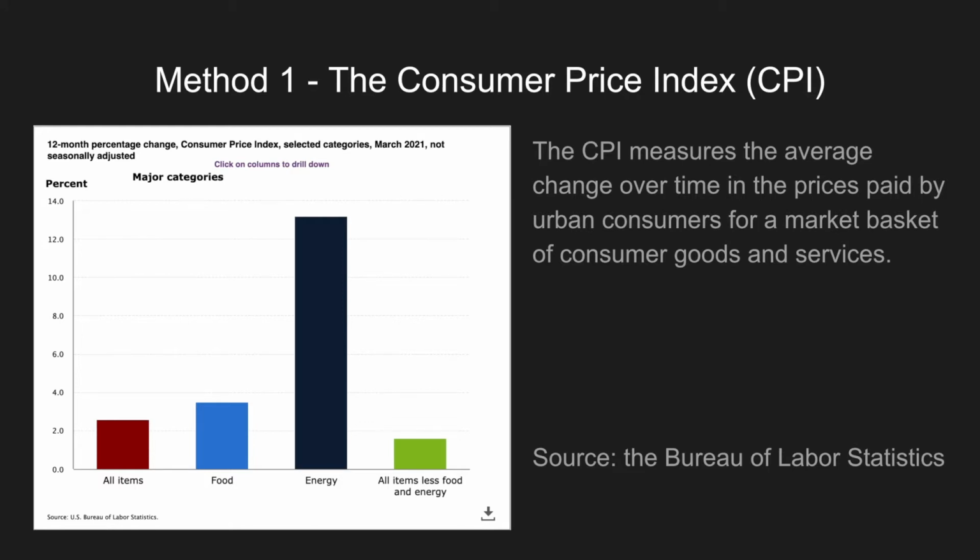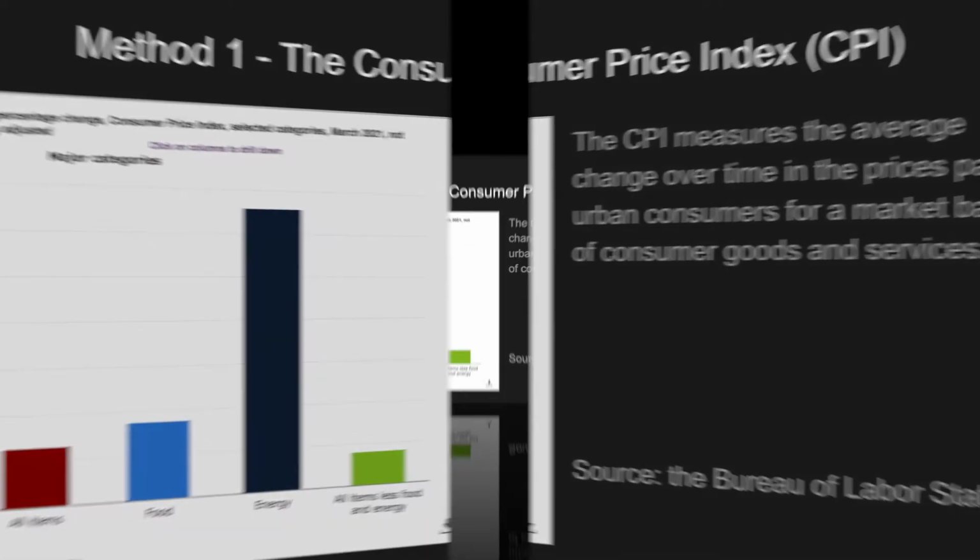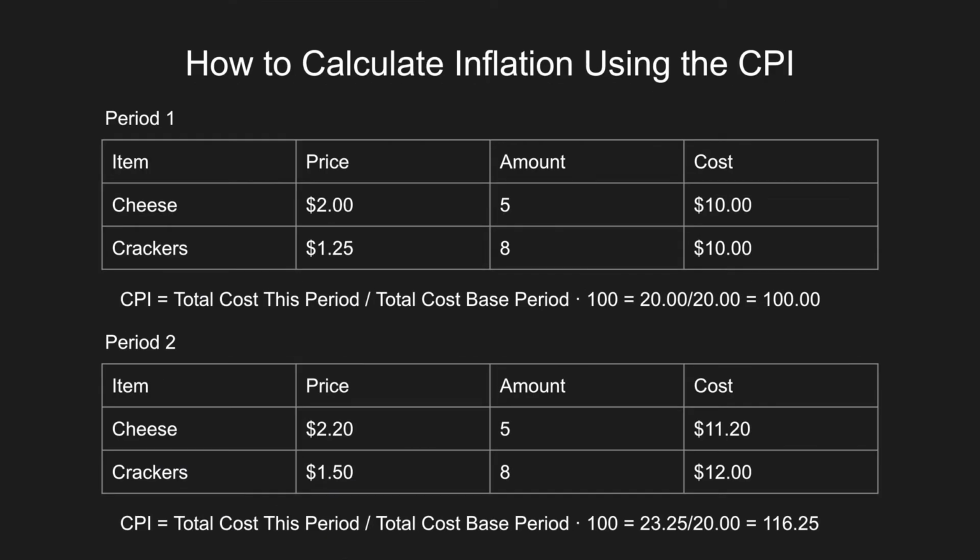The result of all this effort is the predominant measure of the cost of living in the United States, the Consumer Price Index, or CPI for short. The CPI measures the average change over time in the prices paid by urban consumers for a market basket of consumer goods and services. The BLS computes the CPI for each month. To calculate inflation, we must first compute CPI.